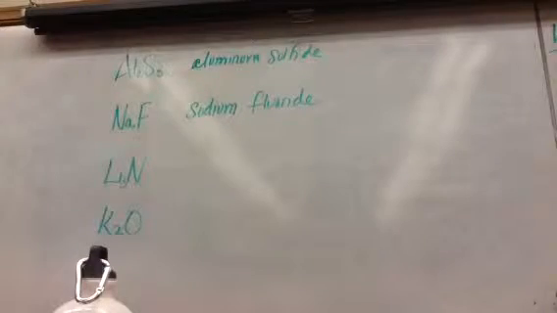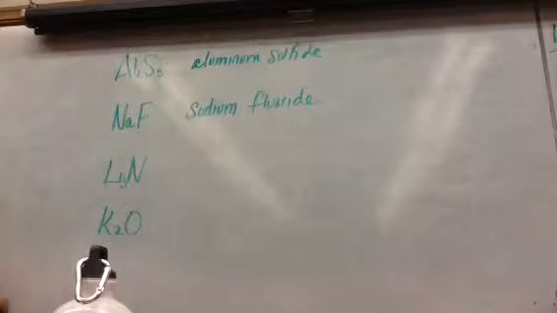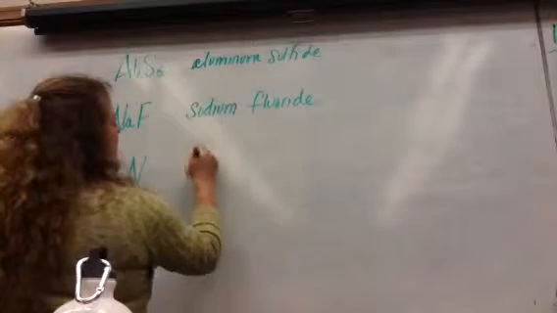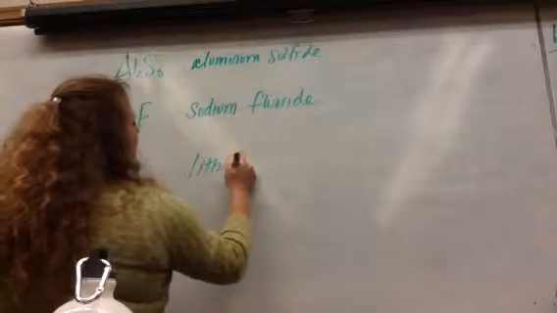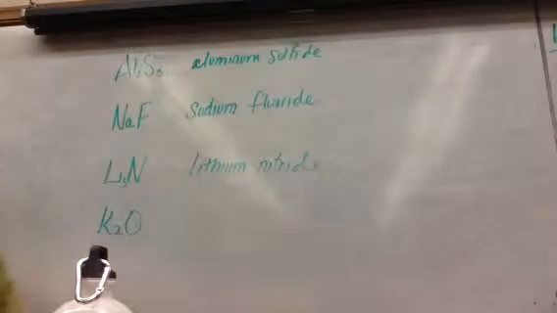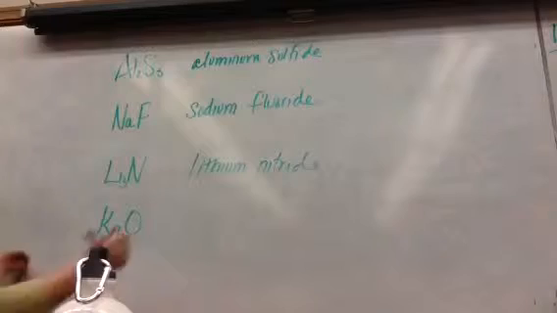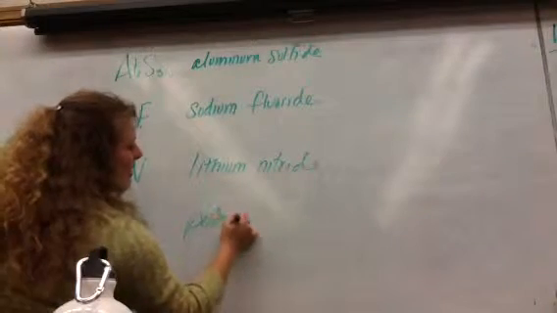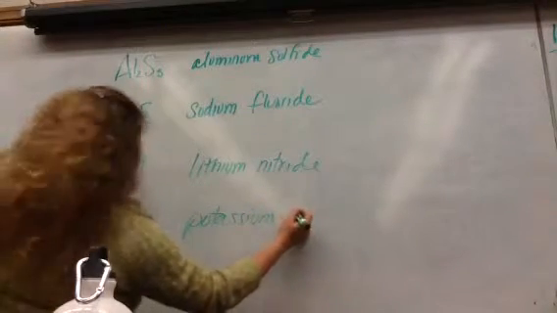$50 a pop. Okay, what's the next compound on this list? Lithium nitride. Lithium nitride. This is so easy. What's this one? Potassium oxide. See, you guys are really good. You're really scared. Now, you scared?